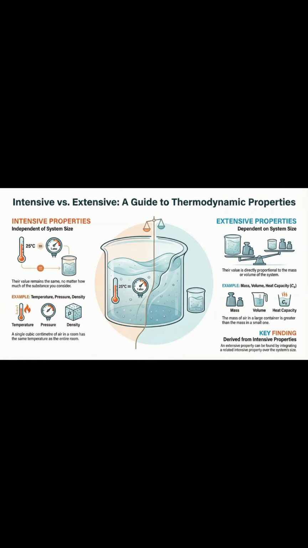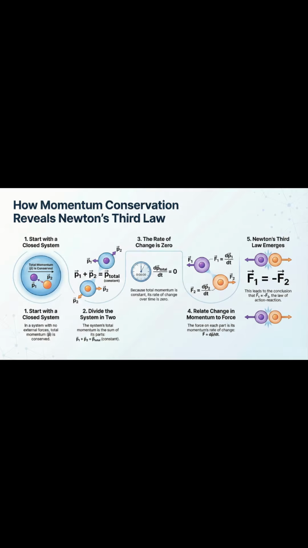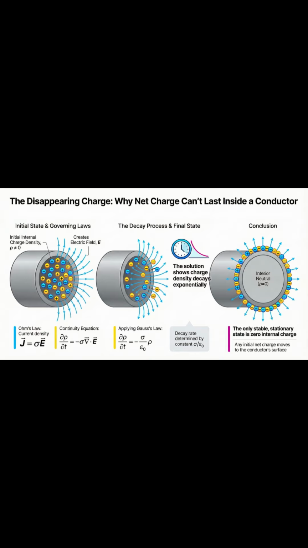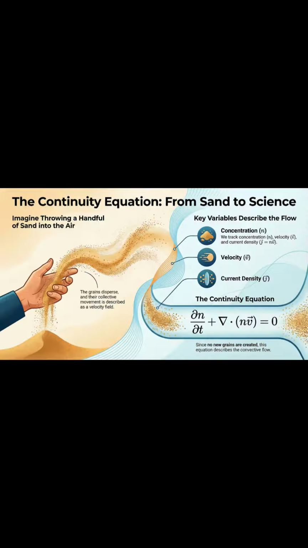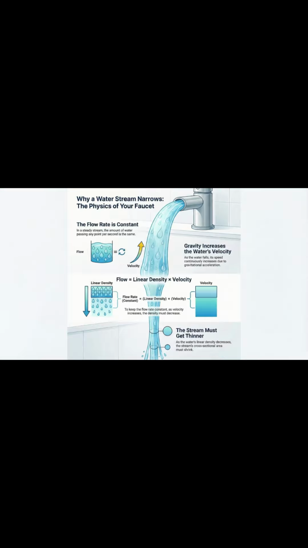And finally, let's get into a fundamental distinction in material properties. Thermodynamic properties are split into two types. You have intensive properties, like density, which stay absolutely constant no matter the size of the system. But then you have extensive properties, like mass, which are additive and scale right along with the system's volume.